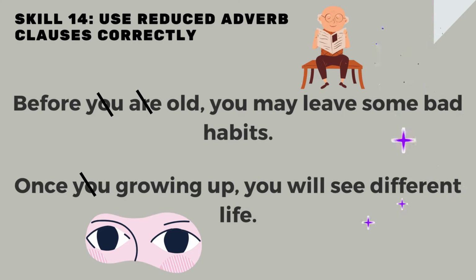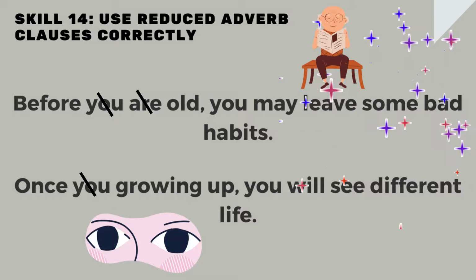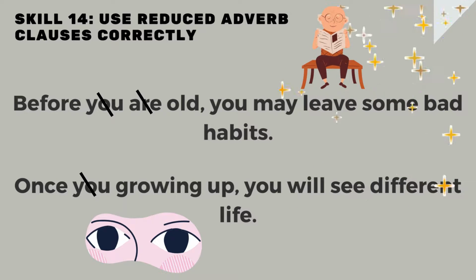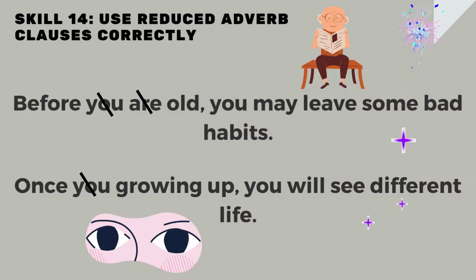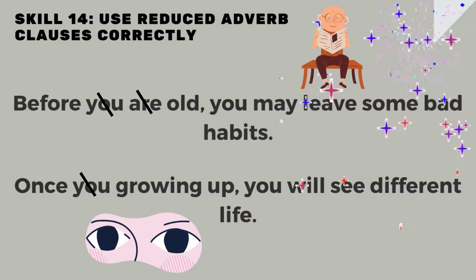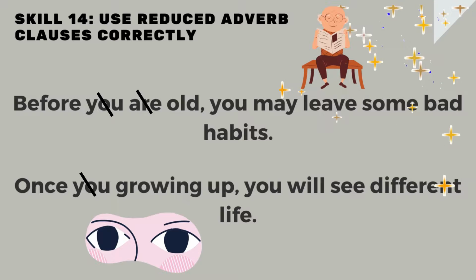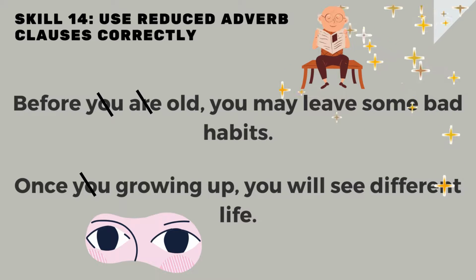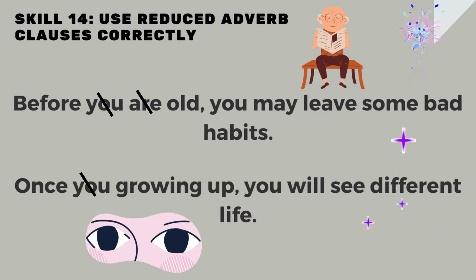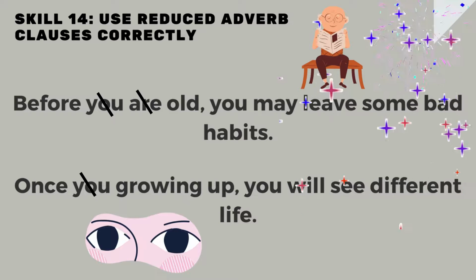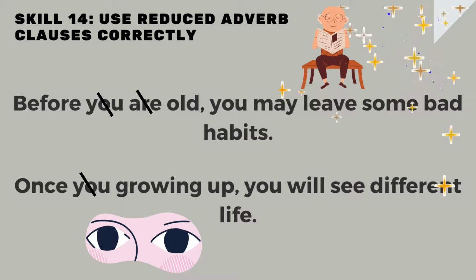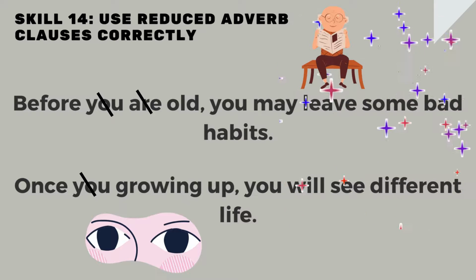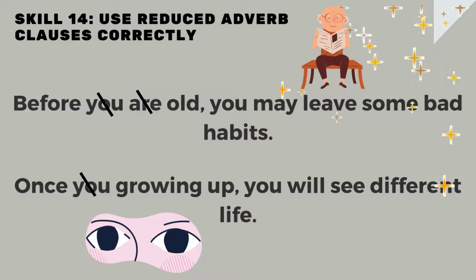Skill 14. Use reduced adverb clauses correctly. In the reduced form of adverb clauses, the adverb connector remains, but the subject and be verb are omitted. Some connectors are once, although, before, unless, while, when, though, where. For example, before all, you may leave some bad habits.